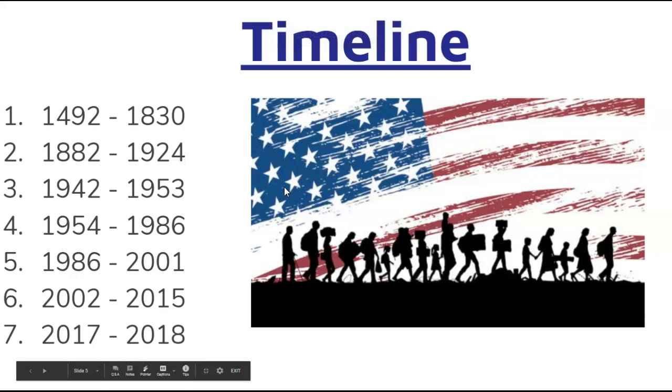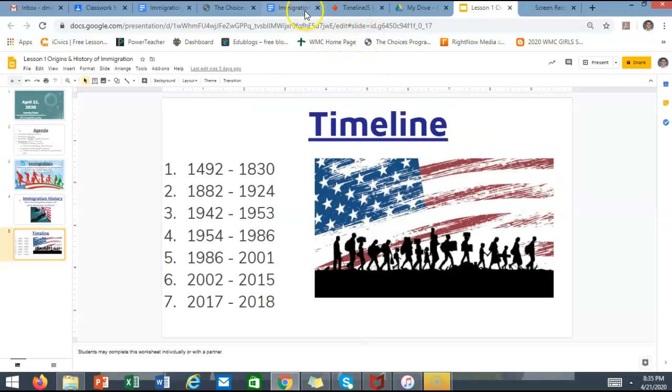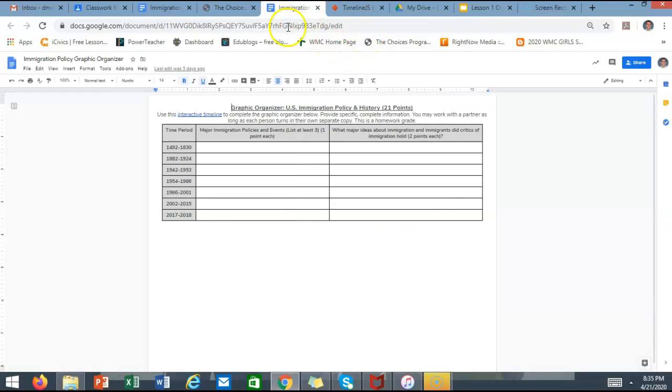Last thing I need you to do is take this idea of immigration policy throughout U.S. history and explain it in more detail using specific events and specific laws that were passed regarding immigration. So there is going to be an interactive timeline that will help you fill out a graphic organizer where you will explain the trends and the ideas about immigration from 1492 to 2018, and it's chunked into 7 different specific time periods. You may work with a partner on this.